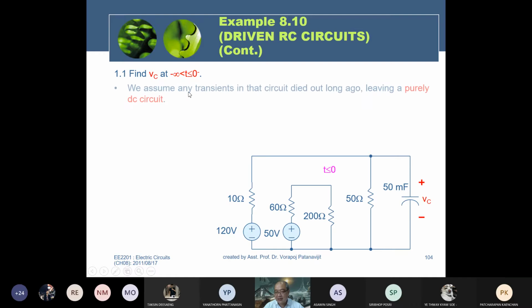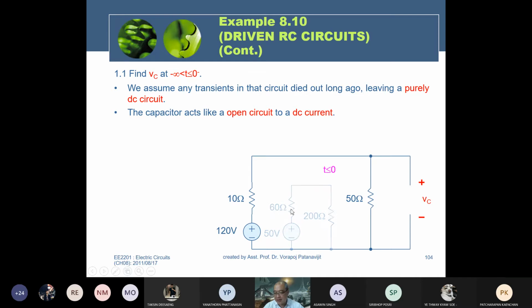The capacitor performs like it is fully charged. What happens to a capacitor that is fully charged? It performs like an open circuit. We assume any transient in the circuit died out long ago, leaving a purely DC circuit. The capacitor acts like an open circuit to the DC current. Now you can see that this part has no effect on the outside, therefore we can erase it.